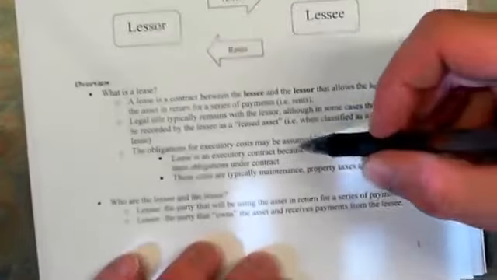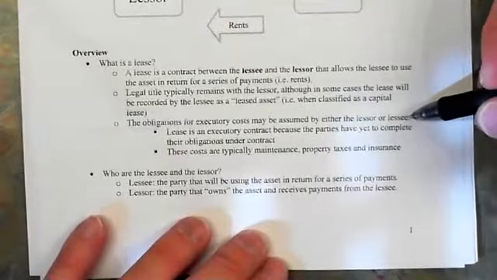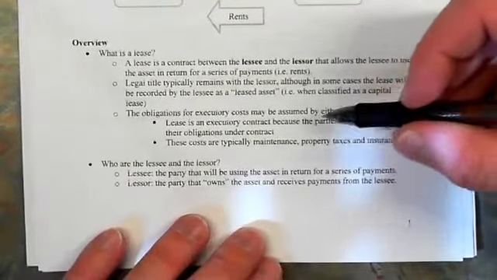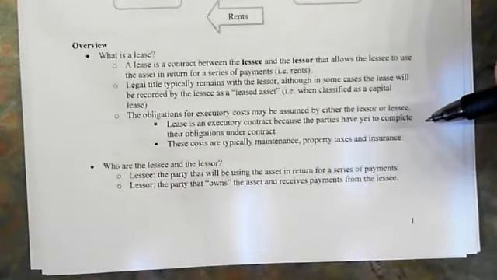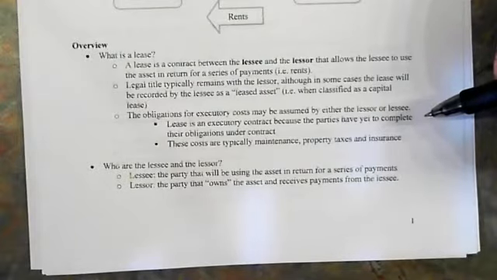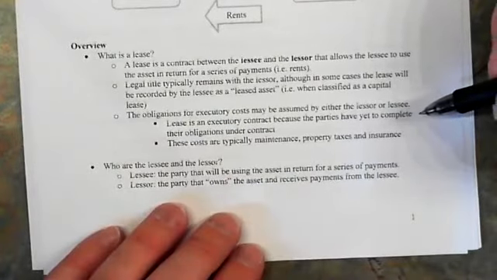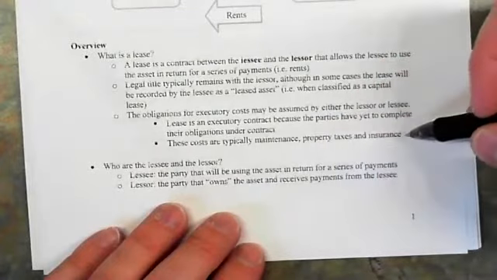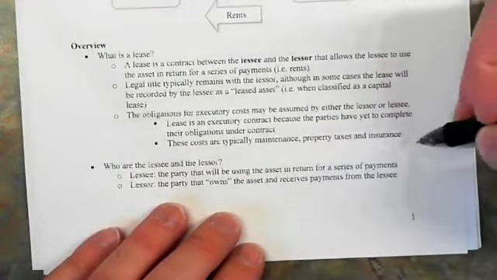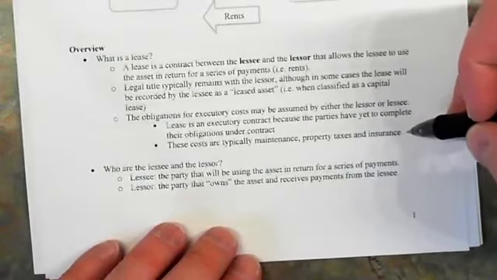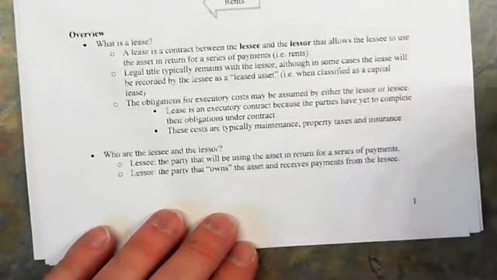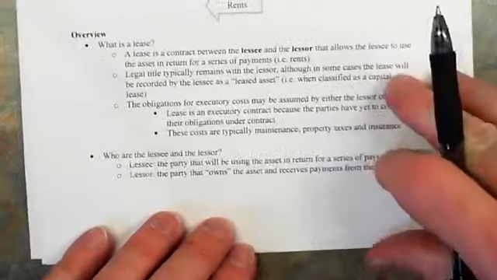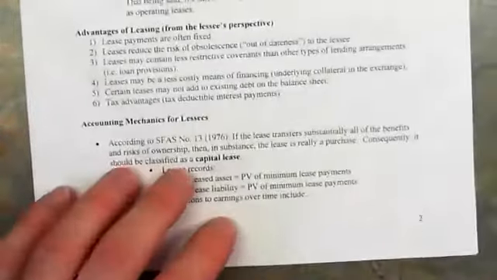There will be different executory costs, and they can be assumed by either party. It's considered an executory contract because it is a contract that is under terms that neither side has completed. The lessee has not paid all of the costs, and the lessor has not provided the use of the asset for the entire time. These costs that can come in are maintenance, property taxes, insurance. We'll talk about the treatment of those costs a little bit later on. So who are the lessee and the lessor? The lessee is the party that is renting and paying. The lessor is the party that's collecting payments and giving up the asset to the lessee.